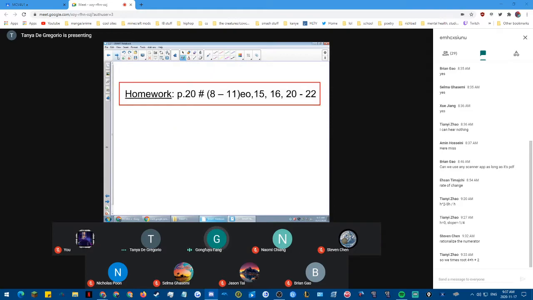Do we have to write limit h approaches 0 every single time? Yep, every single time. Okay. Yeah, you must, every single time.